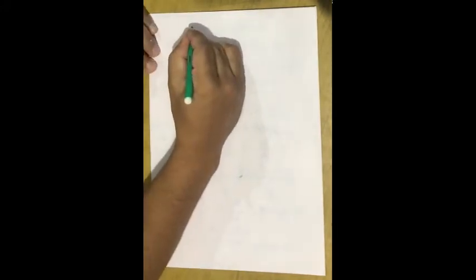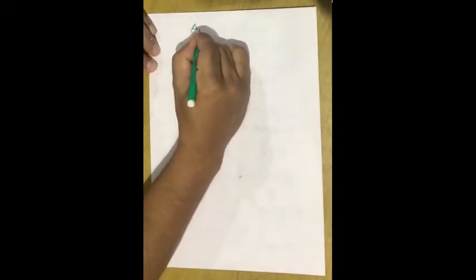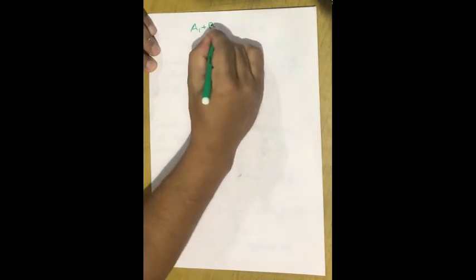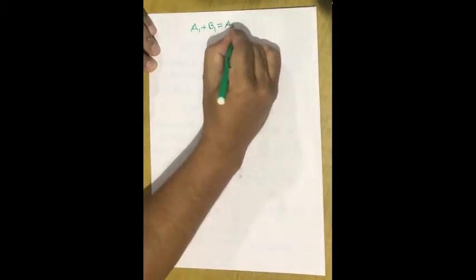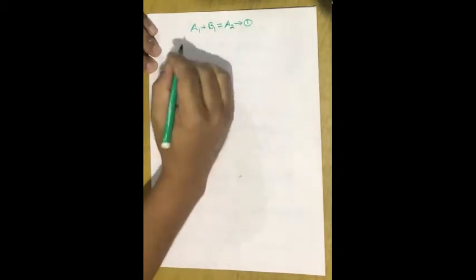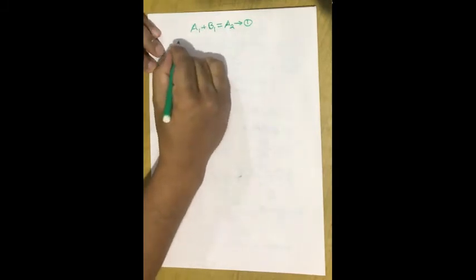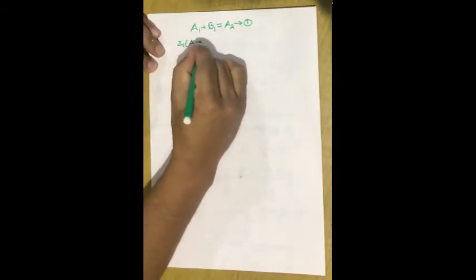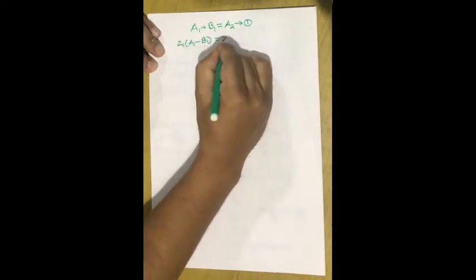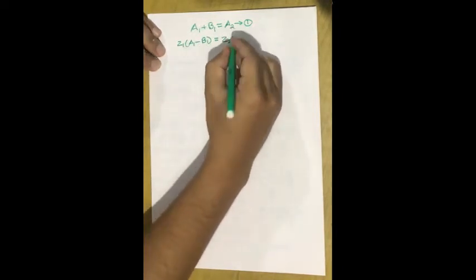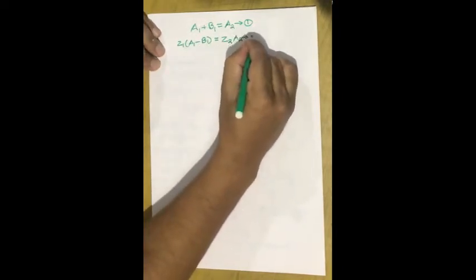Okay, let me rewrite the two equations which we obtained from the previous pages. A1 plus B1 is equal to A2. This was our equation 1. And then we obtained Z1 into A1 minus B1 is equal to Z2 into A2. This is our equation 2.